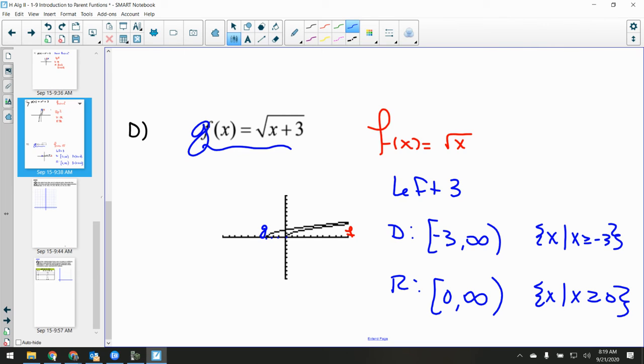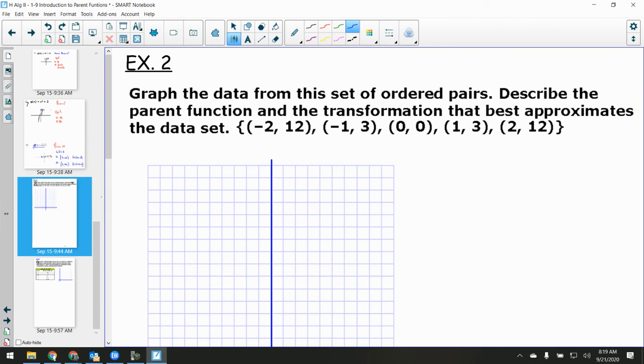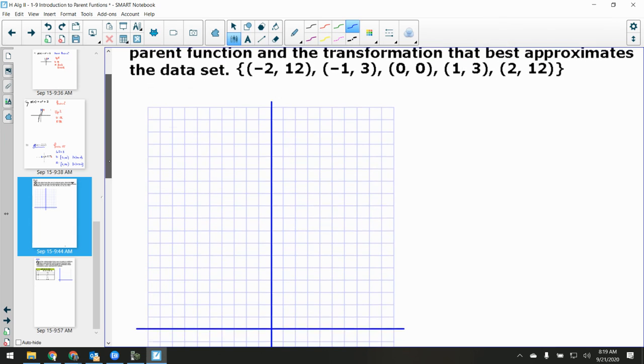Okay, let's flip it over and do these couple problems here. Graph the data from this set of ordered pairs, describe the parent function and the transformation that best approximates. I'm looking for the best estimation that you can get on these functions. Okay, best estimation. Graph the data. So, okay, let's graph it.